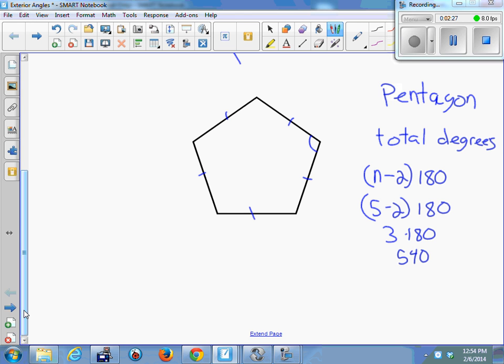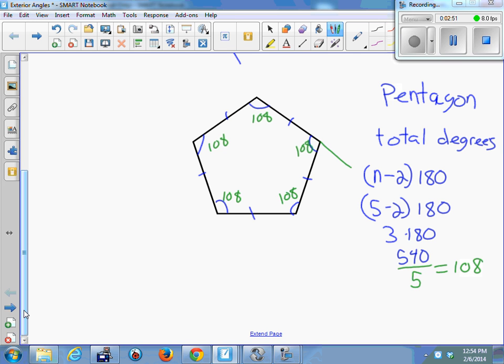Just to be nice, I gave you a regular pentagon, so all these angles are the same. What I'm going to do is take the total, divide it by 5, and each angle is 108 degrees. So these angles are all 108. Those are the interior angles, and now we're going to talk about exterior.